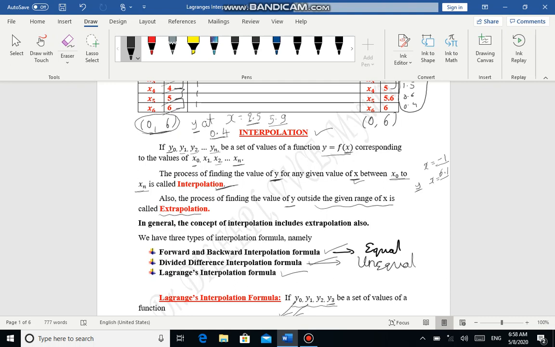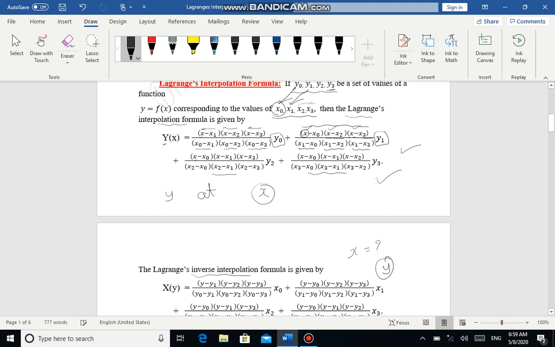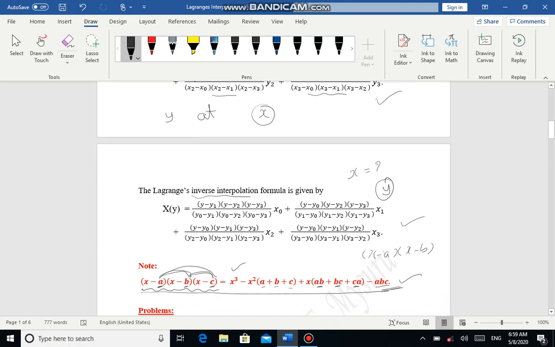And last class I gave you the formula of Lagrange's interpolation. This is applicable for both equal intervals and unequal intervals. Okay, and this is the formula of Lagrange's interpolation, and this is our Lagrange's inverse interpolation formula. Now we are going to discuss some simple problems on Lagrange's interpolation formula.